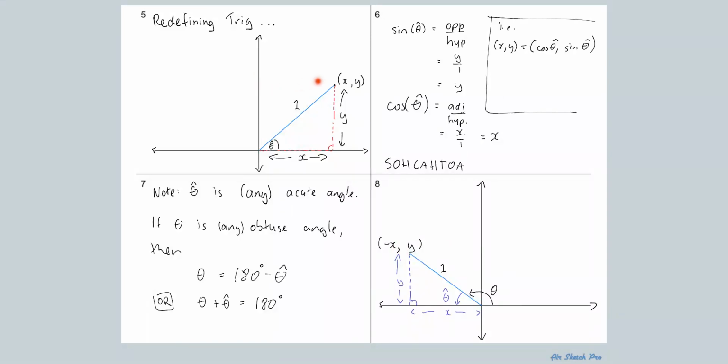Okay? So if I go along here, choose a color I haven't chosen before. If I go along here, I'm saying this is y. And if I go along here, I'm saying this is exactly the same point. It's y. Okay? So it's the same value. And so sine of theta is the same as sine of theta hat. It's the same value, same sign.